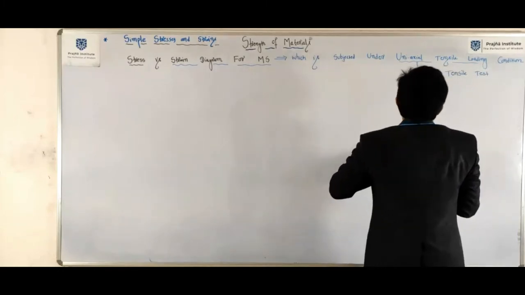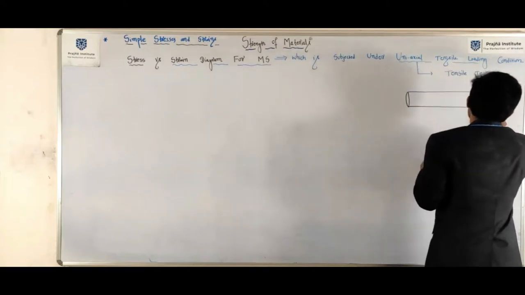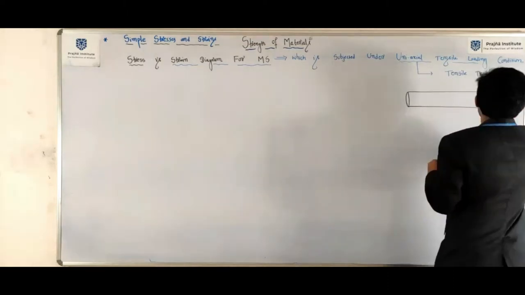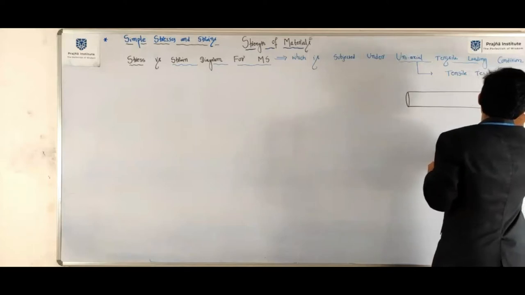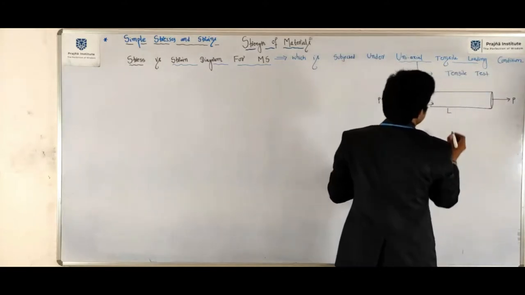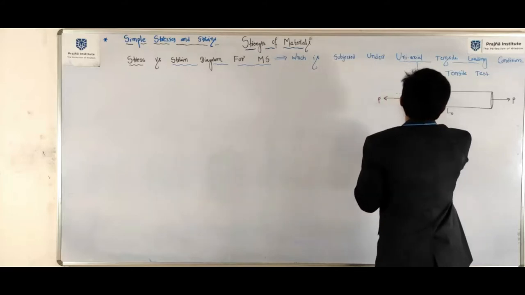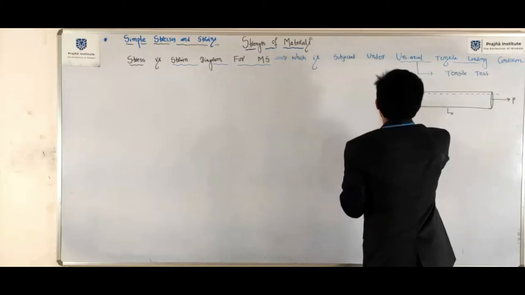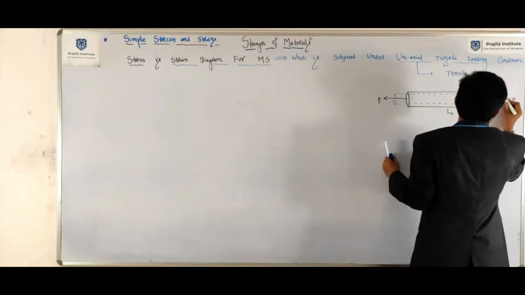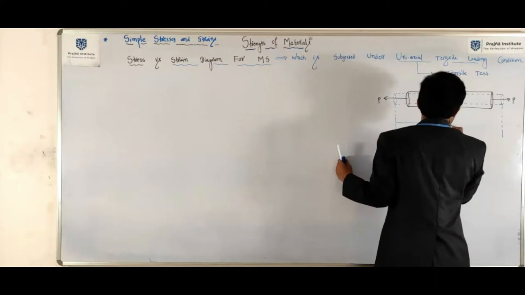Here, the tensile test is nothing but this is the specimen. Generally in a UTM, we apply tensile load. Here the tensile load is P, and the length of the specimen is L naught. After elongation, this particular length will be L final.